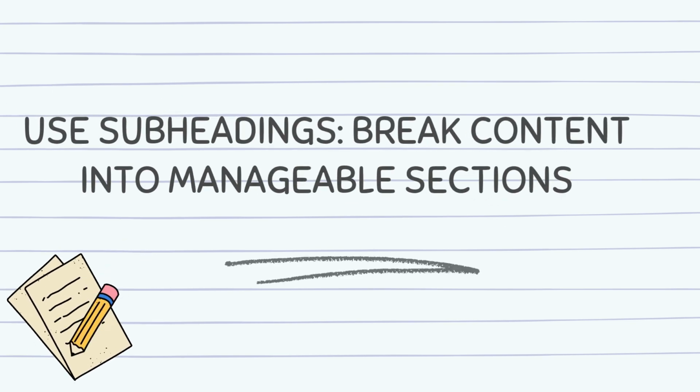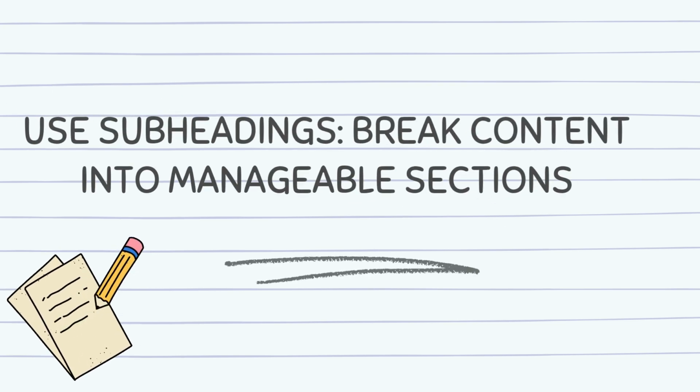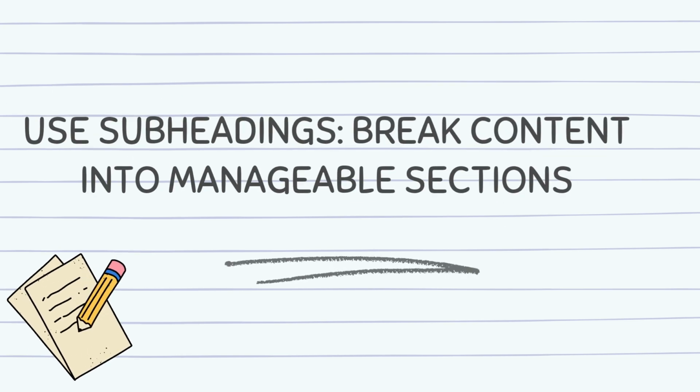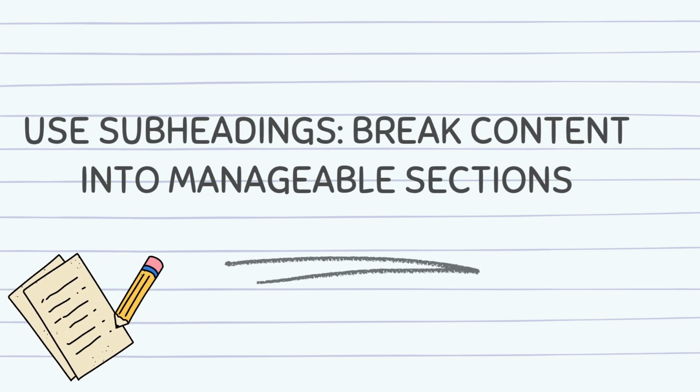D. Clarifies main themes and arguments. Subheadings highlight the core themes, theories, or variables discussed in the literature review. They emphasize the relationships between different areas of research, making the researcher's argument clearer. 2. Types of subheadings to use in Chapter 2.